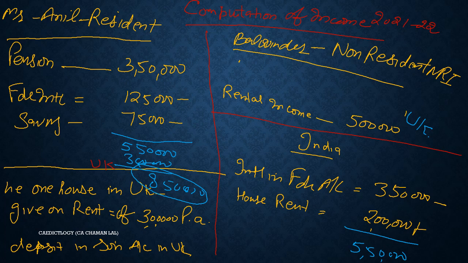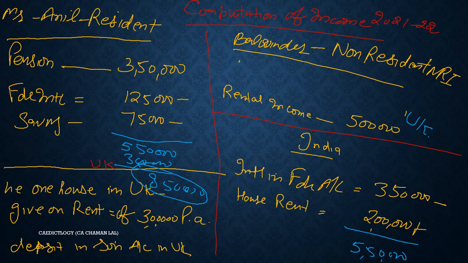If a person becomes resident, all his income is included in the total income, whether taxable or not; that is another part. If a person is an NRI, only the income earned in India is included in the total income. Here again, whether it is taxable or not is another part.